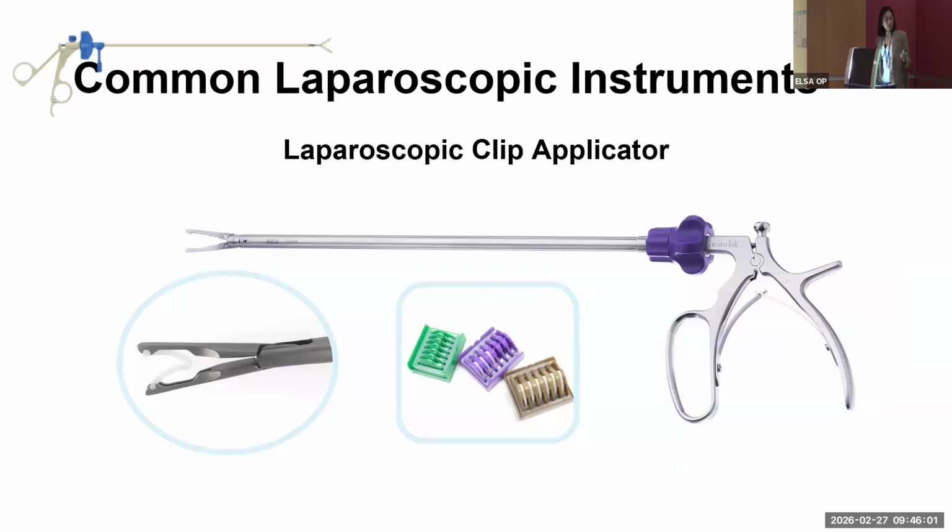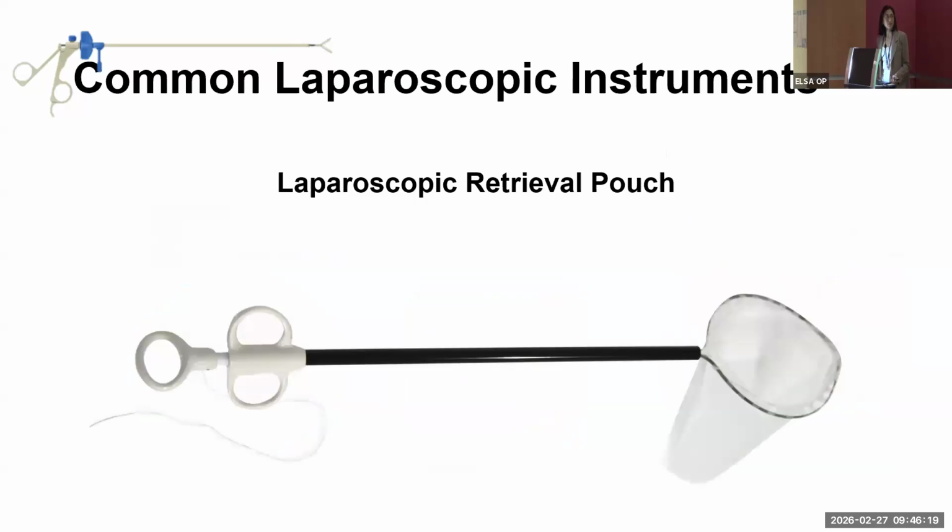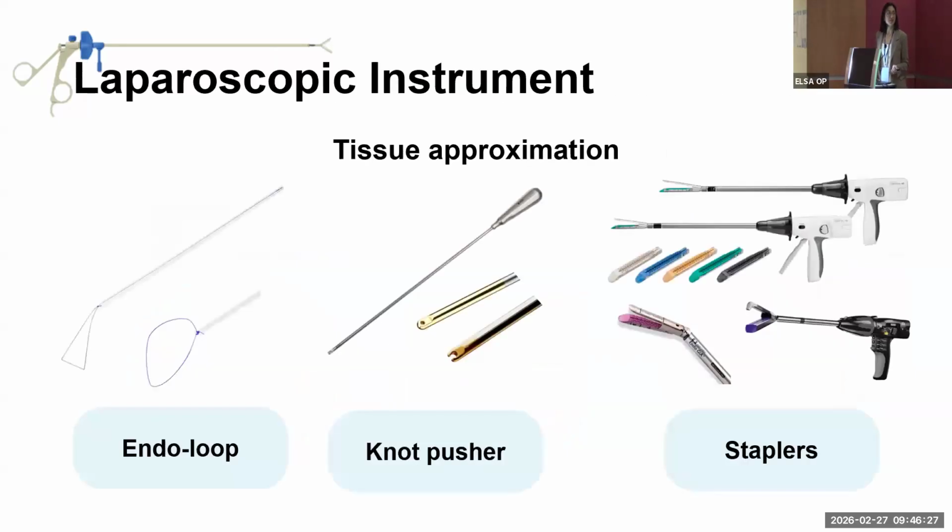Okay, the clip applicators. So clip is what we use as an alternative to tying vessels. We have different sizes as well. The different size would correspond to a different size of the clip applicator as well. So this one is a 10mm one. The small one can fit into a 5mm. Retrieval pouch. This is where we put our specimens at the end of the procedure before we end.